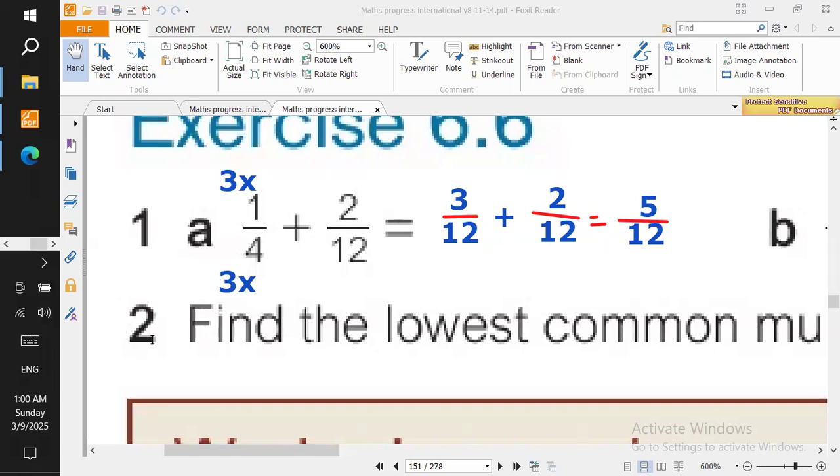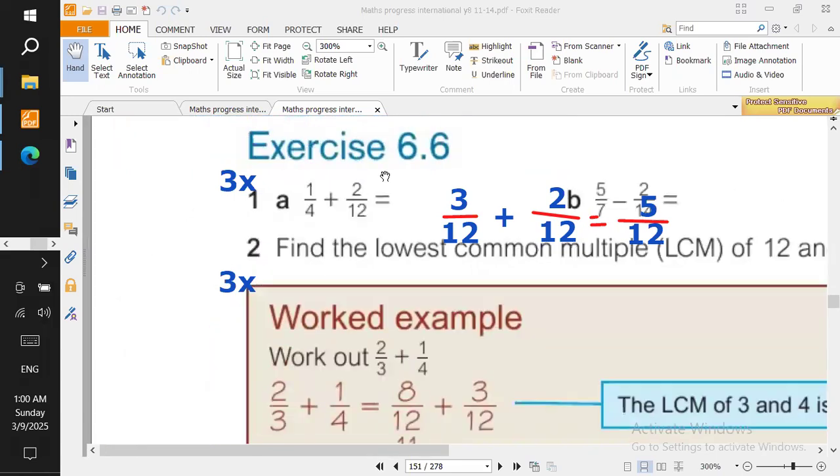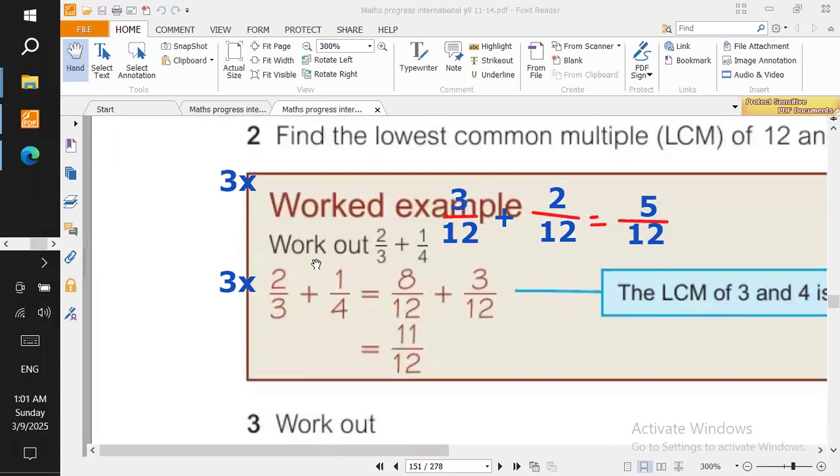Now, addition and subtraction is the same when it comes to fractions. You just must have the same denominators and then work on the numerators. Okay. Now let's see.